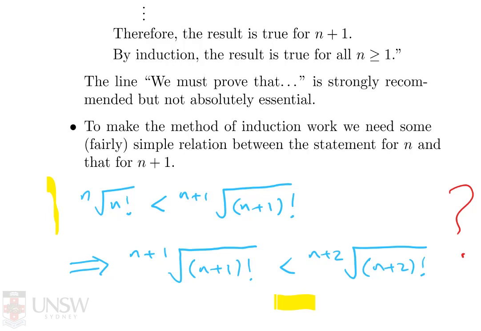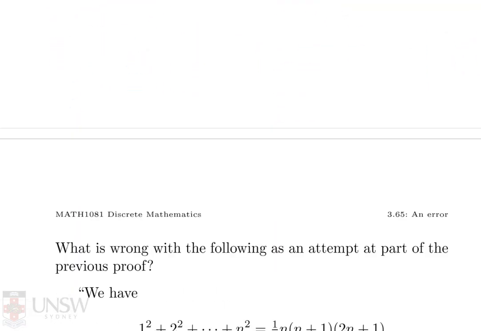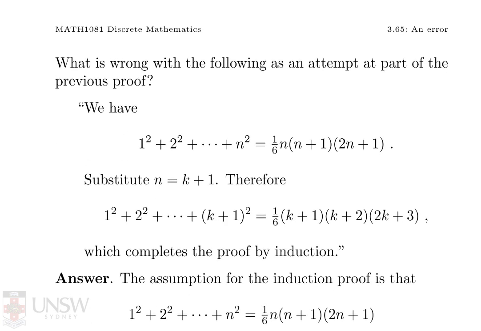And if you try and write, for example, the n plus 2nd root of n plus 2 factorial in terms of the n plus 1st root of n plus 1 factorial, then it just doesn't seem to work. The algebra just seems to be too messy. So a statement like this, while I guess it's perfectly possible in principle to prove it by induction, it doesn't really look as if that's going to be a successful way to go. So just to recap, to make the method of induction work, we need some fairly simple relation between the statement for n and the statement for n plus 1. Here's something for you to think about.